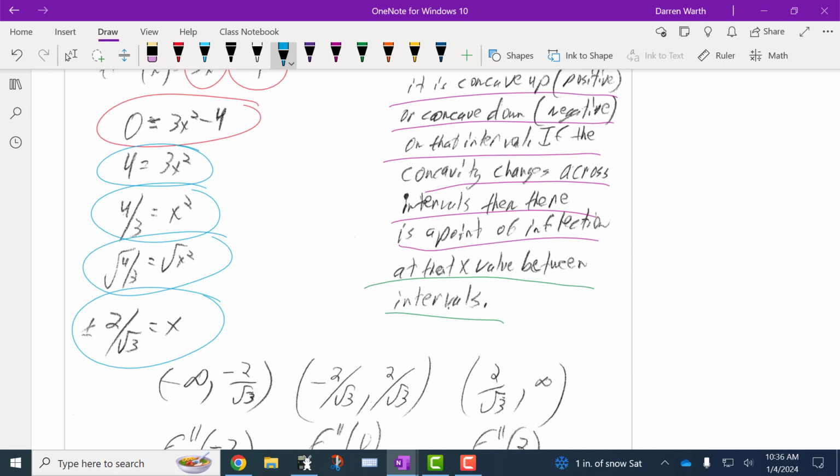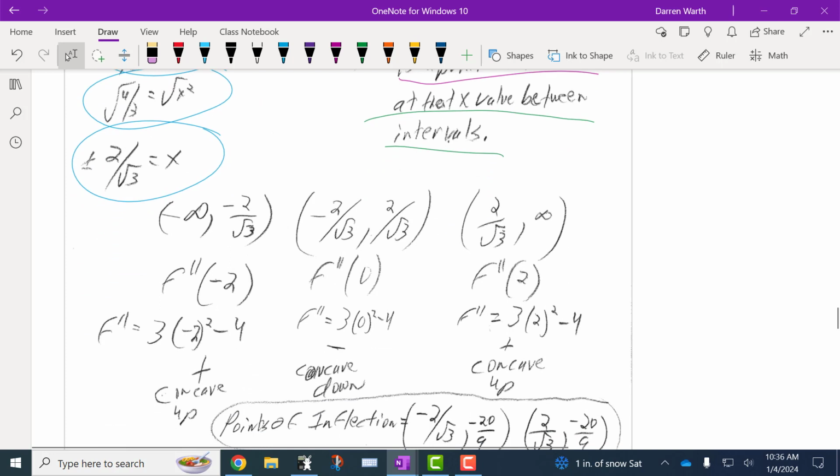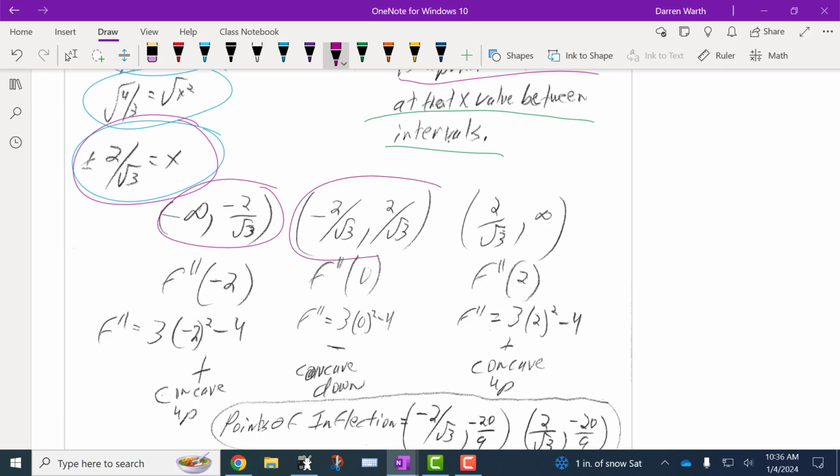So I'm going to go ahead and set up my intervals, using my possible points of inflection. I'm going to go from negative infinity to negative 2 over the square root of 3. I'm going to go from negative 2 over the square root of 3 to 2 over the square root of 3. I'm going to go from 2 over the square root of 3 all the way to infinity. Choose a number in those intervals.